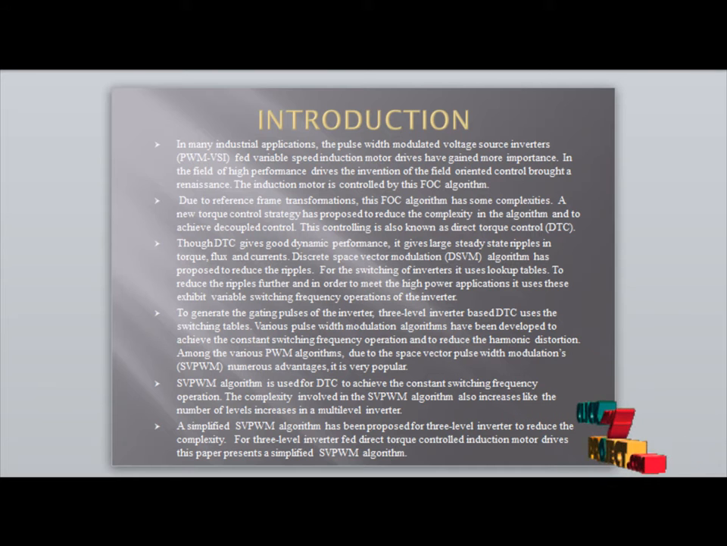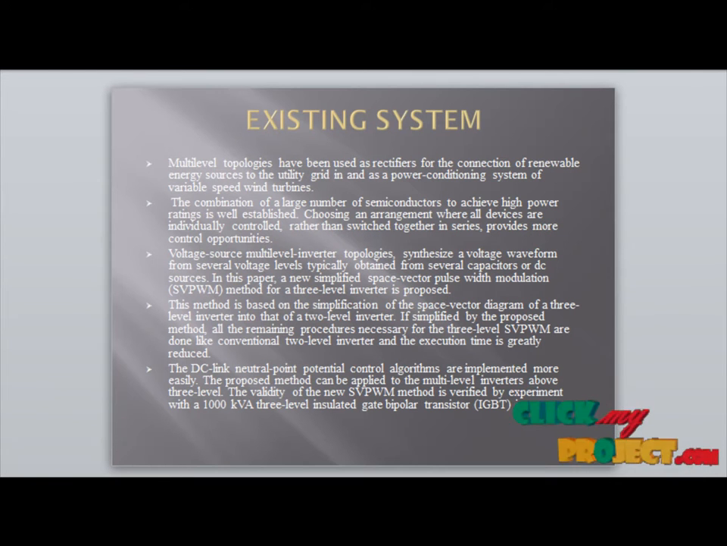At the same time we have some existing systems. The existing multi-level topology has been used as a rectifier for the connection of renewable energy sources to the utility grid and as a power conditioning system in variable speed drives. It combines a large number of semiconductors to achieve high ratings, in a well established arrangement where all are individually controlled and connected in series. The voltage source multi-level inverter topology synthesizes a voltage waveform from several voltage levels. So the 3 level inverter is proposed.